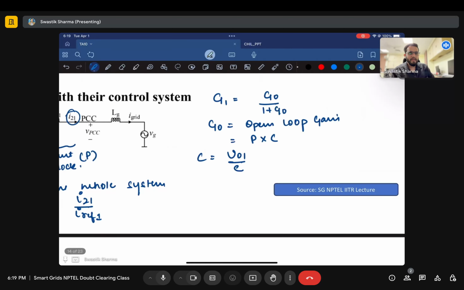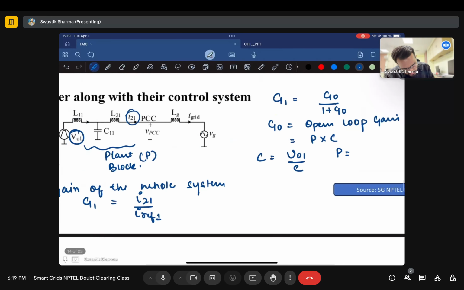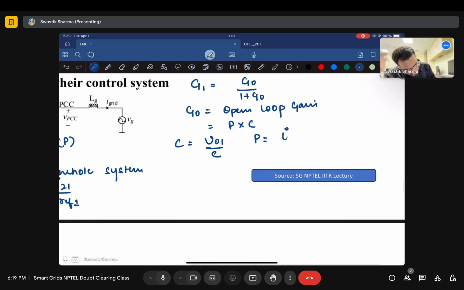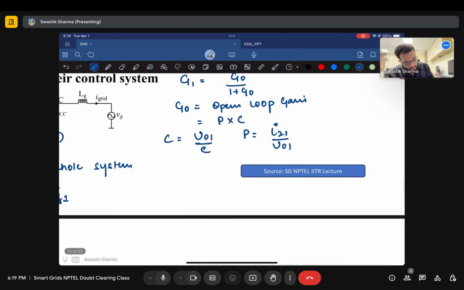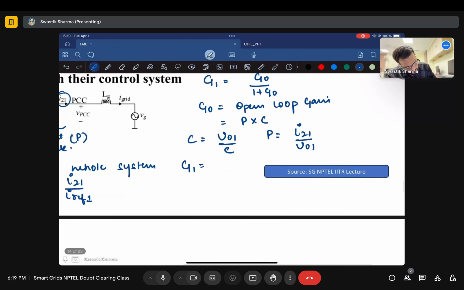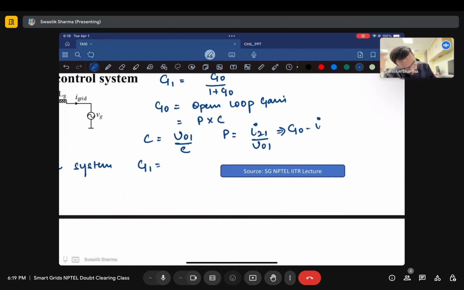That is what we have, and what we have at the P side, which is I21, and what we are giving at input is V naught 1. So what we have is I21 upon V naught 1. And then the closed loop transfer function becomes, what is G naught? G naught is simply I21 upon E. So if we write, it becomes I21 upon E plus I21.